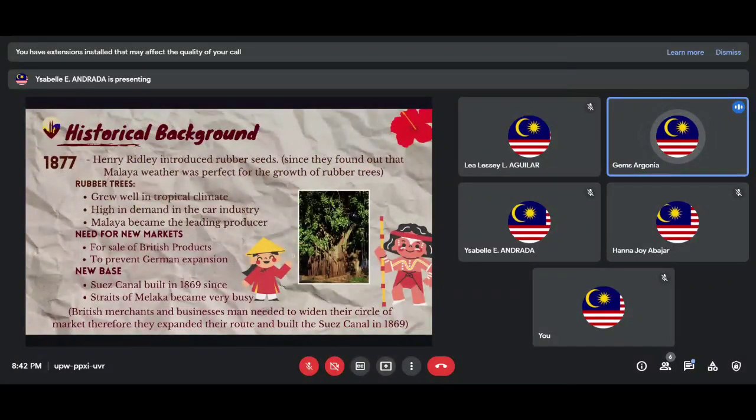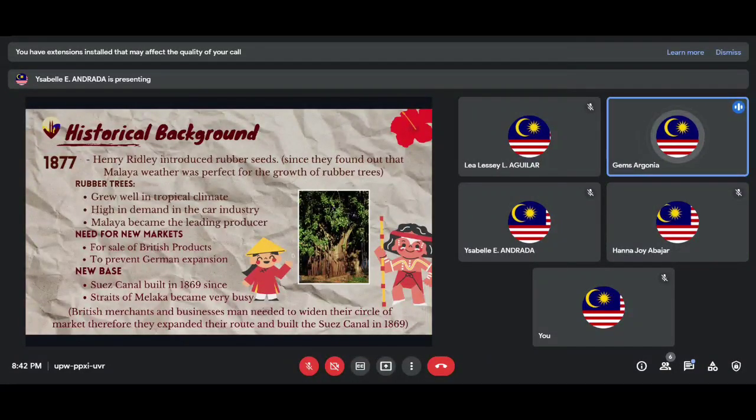Next is 1877. Henry Wickham's rubber seeds were brought in. They found out that Malaya's weather was perfect for the growth of rubber trees. Rubber grew well and thrived with the rise of the car industry, and Malaysia became the leading producer of rubber.